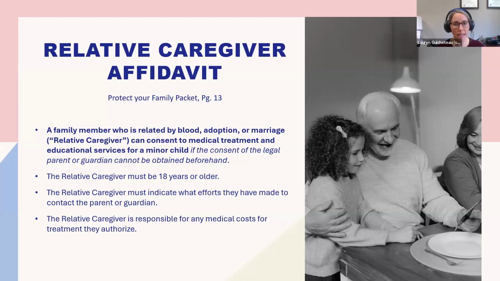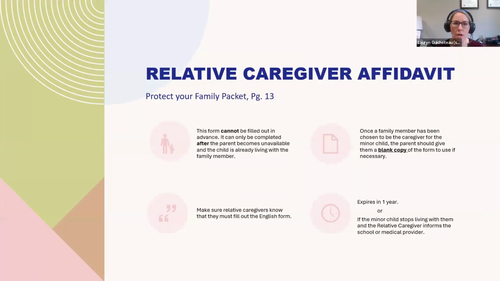The relative who's providing the care has to be at least 18 years old. And they have to put on the form what they've done to try to communicate with the parents to see what the parents want for their children. That relative is also responsible for any medical costs or treatment that they authorize using this form. This form cannot be filled out in advance, unlike that delegation that we previously talked about. It, again, is only done after the fact if a parent's unavailable.